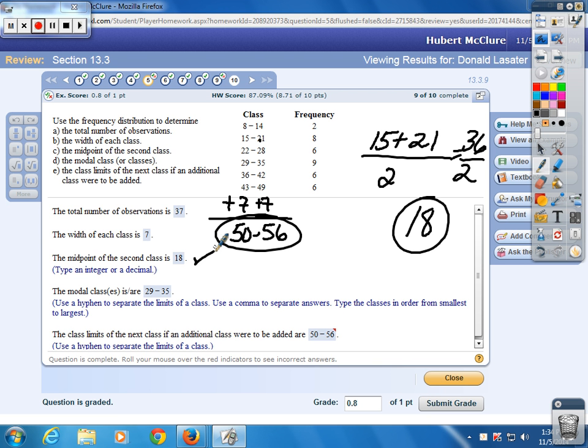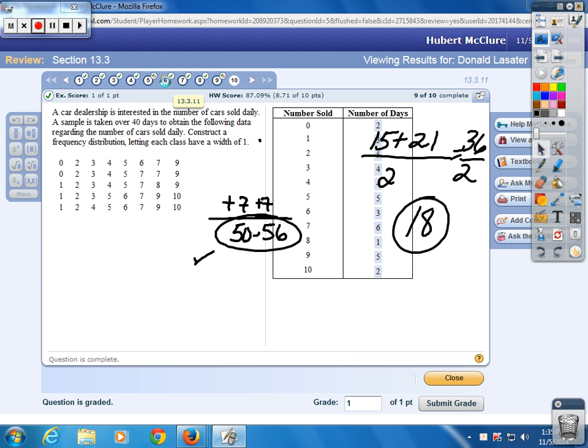Sometimes when you're doing stuff in your head, you get numbers transposed. Does that help you on this one? Yes. Okay. Let's go ahead and look at some others on the homework. Since we're right here, let's see what else is on here.